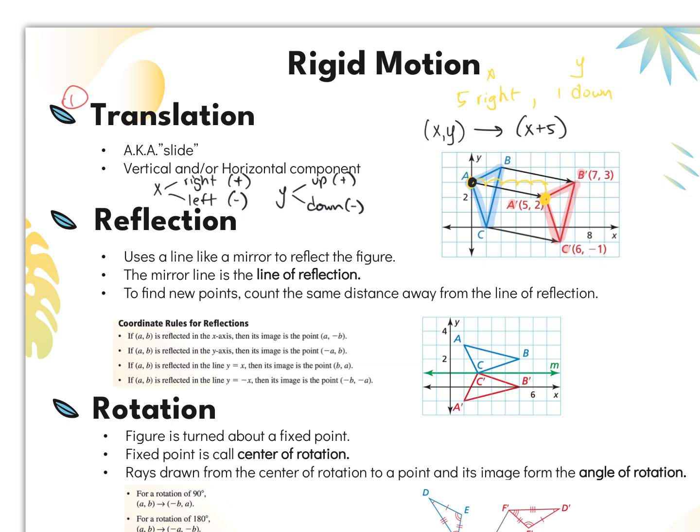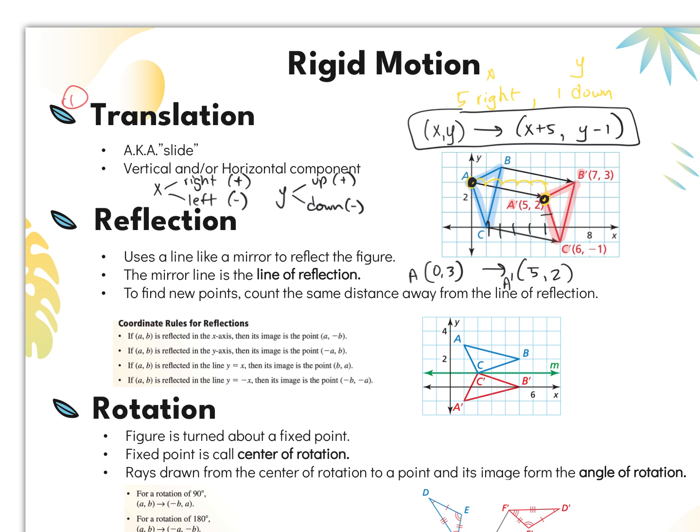So again, in this one, I know that my X went plus 5, and then what happened to my Y? Well, my Y went down 1, so that's minus 1. So this would represent the rule for this translation. I started with an XY. Notice my XY was 0, 3. Let's do it mathematically. My X went plus 5, so 0 plus 5 is 5. And my Y went down 1, so 3 minus 1 is 2. So my A prime should have ended up at 5, 2. And notice it did. 1, 2, 3, 4, 5, 1, 2. And there it is.